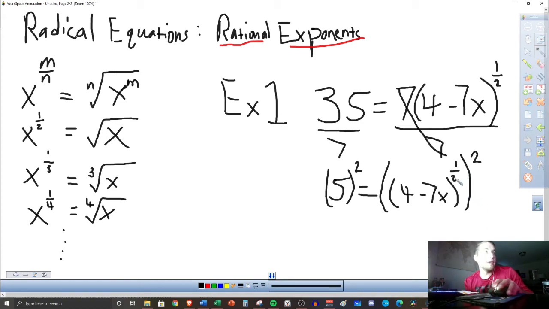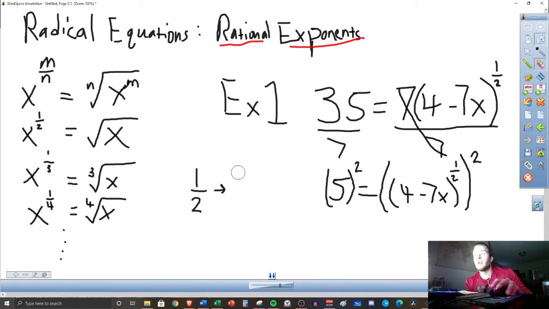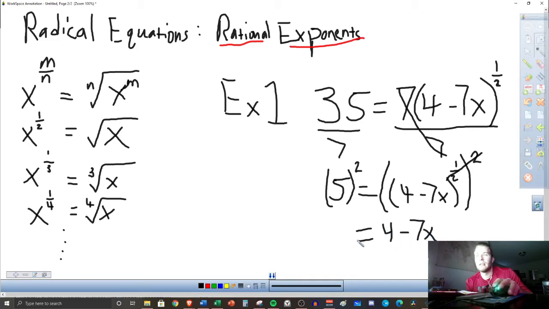So you always raise it to its reciprocal. Hopefully you remember what a reciprocal is. If I have 1/2, the reciprocal is 2/1. And what happens when you multiply by the reciprocal is it makes the fraction go away. Okay, so maybe that's something you've seen before. So when we square this, these cancel out, or they divide each other out. So this is 4 minus 7x.